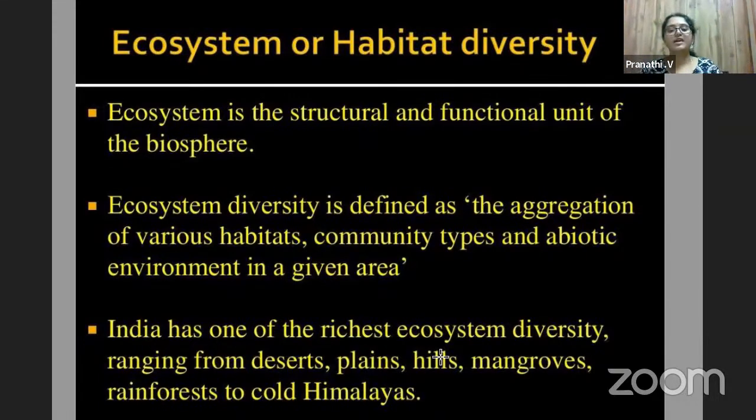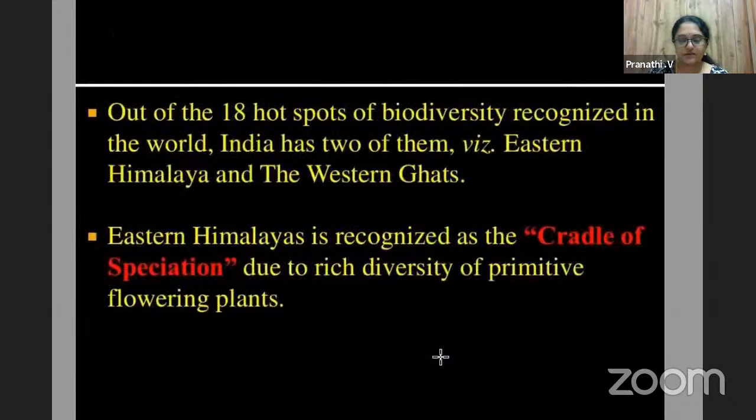So you have deserts, plains, hills, mangroves, cold regions, rainy forests, northeast India for that matter. And you have the plains, the Aravalli hills, the Nilgiri hills, the Deccan Plateau, all of this. So it is very rich in ecosystem diversity.